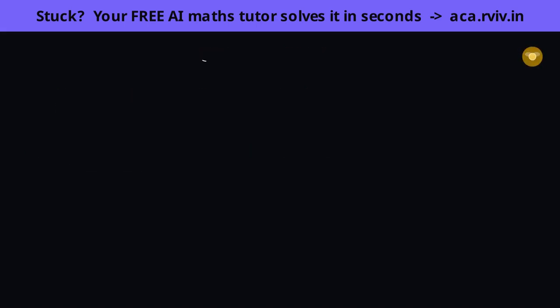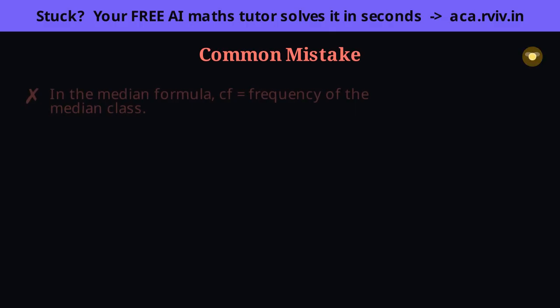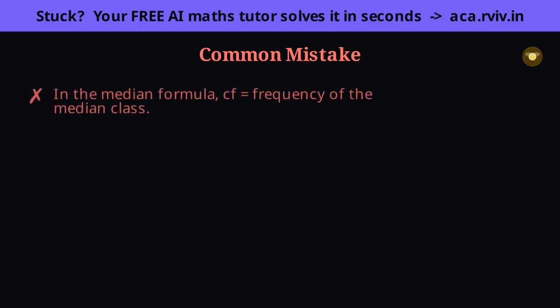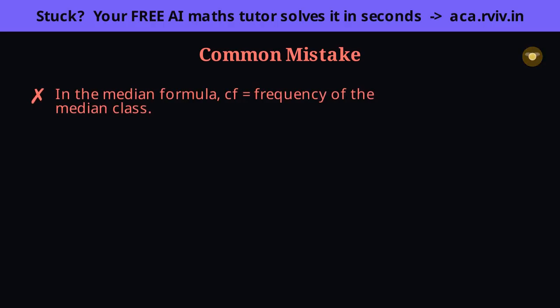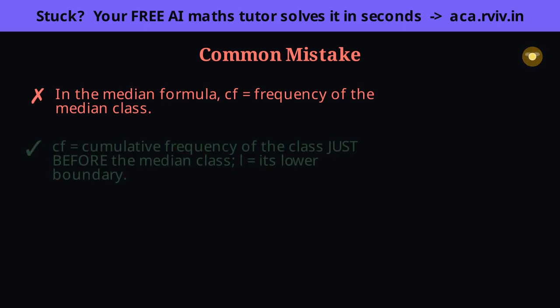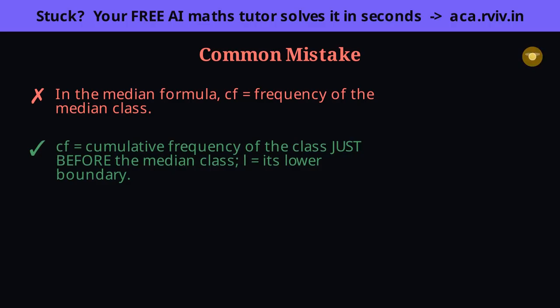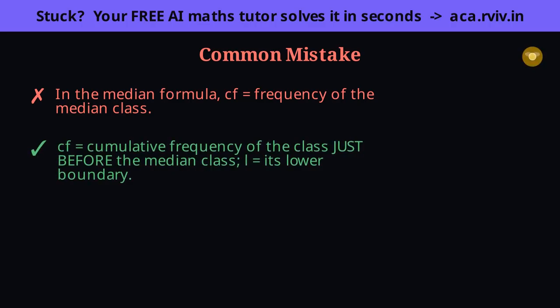Another trap in the median formula. CF is not the frequency of the median class itself. It's the cumulative frequency of the class right before it, the running total we'd already counted when we arrived at the median class, which is what the formula subtracts to see how far further we must walk. And L is the lower boundary of that class. For inclusive classes, make them continuous first by shifting boundaries half a unit. Wrong CF or wrong L, and the whole answer is off, even if the rest of your arithmetic is perfect.